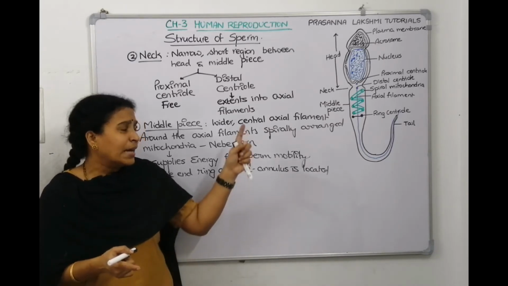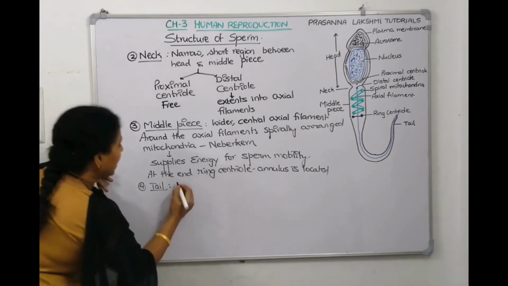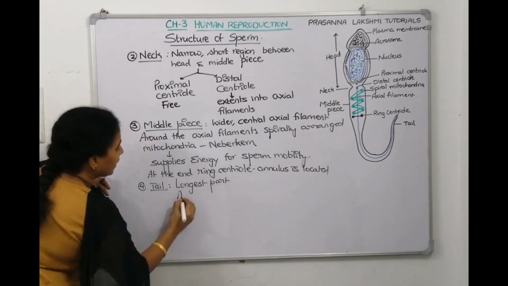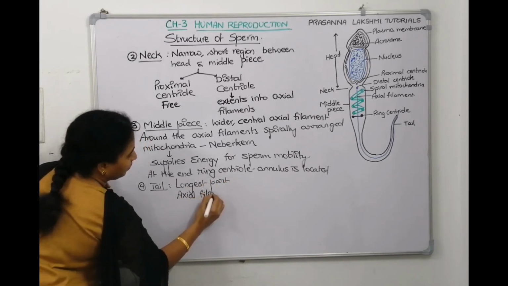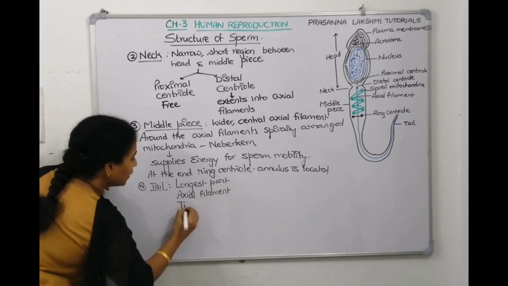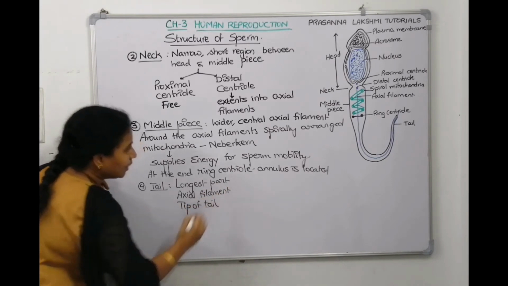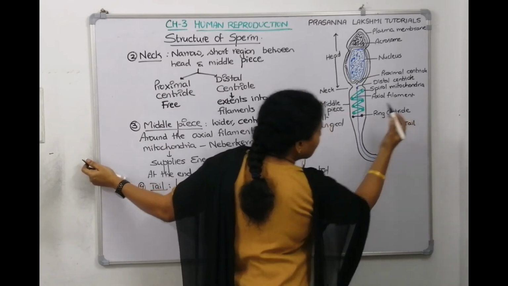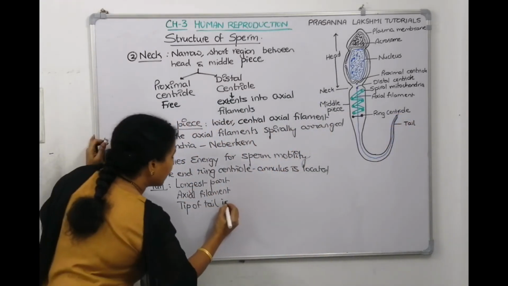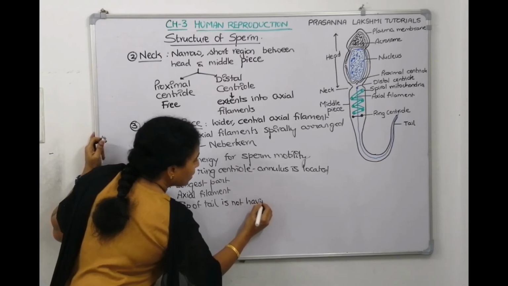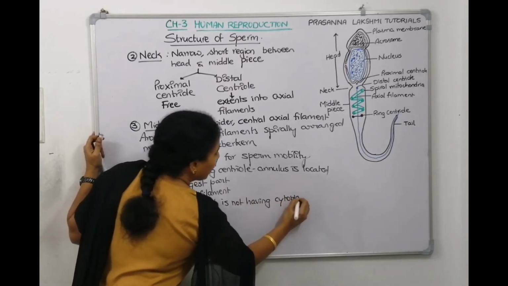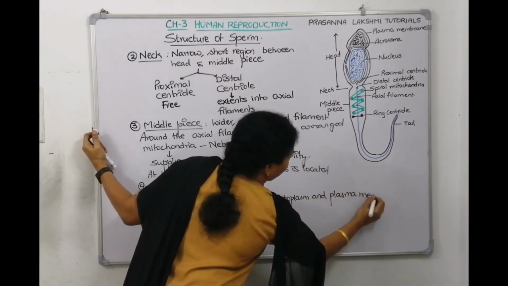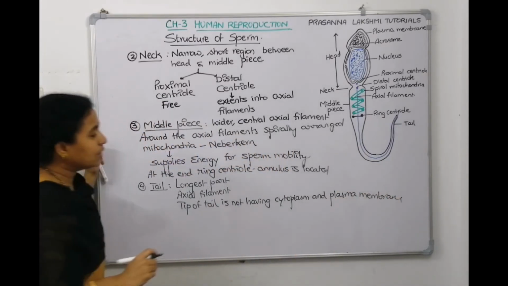It's the longest portion and it contains axial filament throughout. The tail is the longest part of the sperm and it contains axial filament. Right? So the tip of the tail is not surrounded by plasma membrane. Here you can see this blue colored one is coming out. That's the tip of the tail. The tip of the tail does not have cytoplasm inside, and it does not have plasma membrane around it.